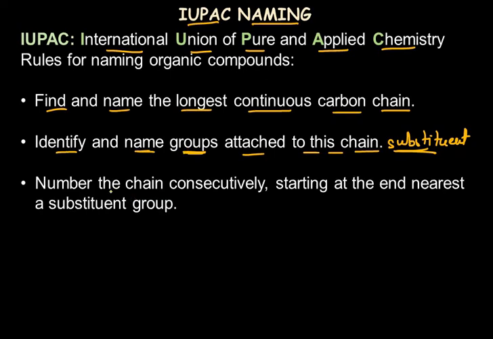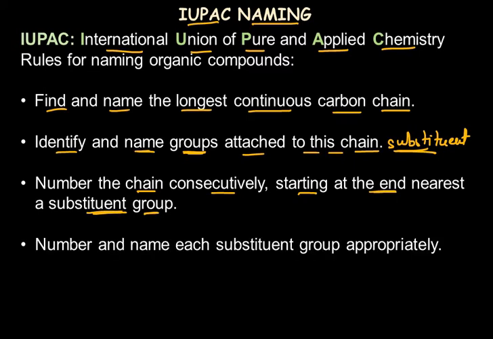And next, number the chain in such a way that the substituent group carries the lowest number. So we have to number the chain in such a way that the substituent group, that is the branch, gets the smallest number. So we have to start the numbering at the side with the substituent group. Now this we'll understand with the help of some examples later on.